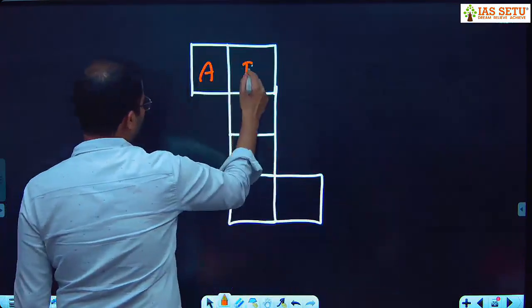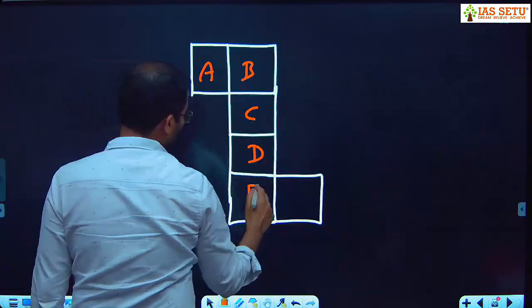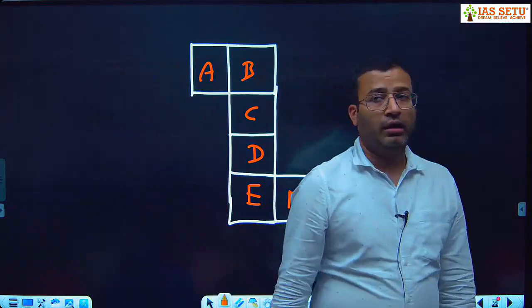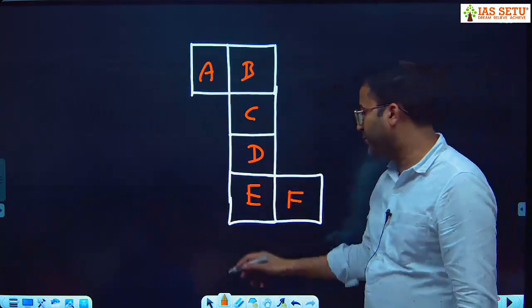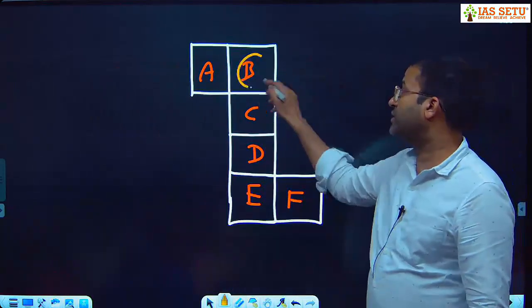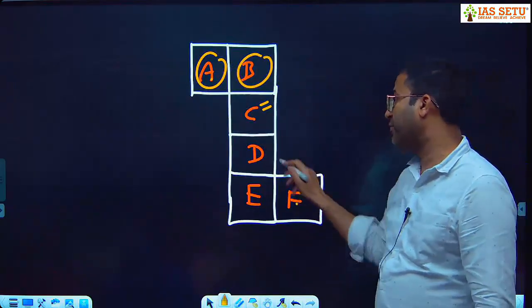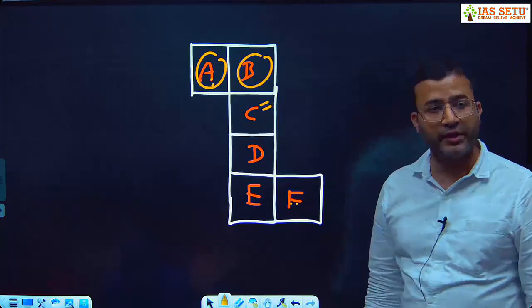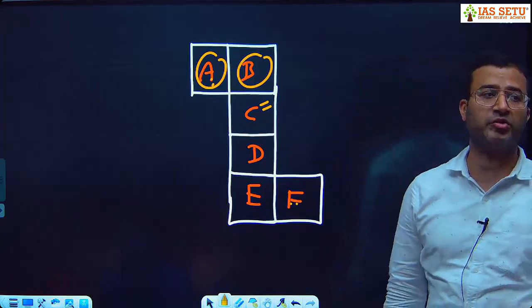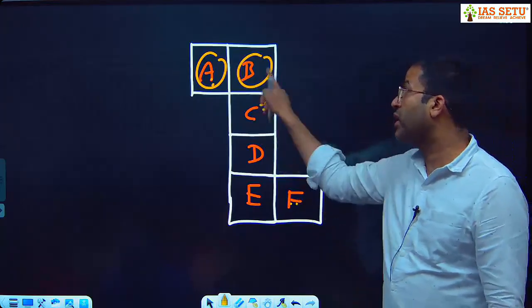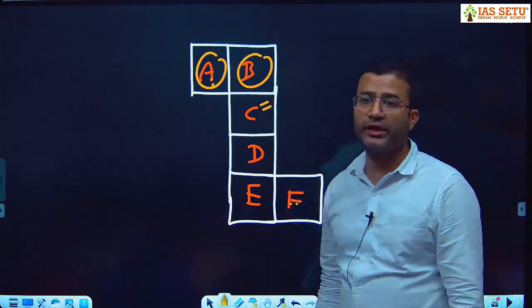A, B, C, D, E, F. Tell me what is opposite of B? What is opposite of C? What is opposite of A? F. A and F will be opposite to each other irrespective of their position. If I make F here, then also A and F are opposite.